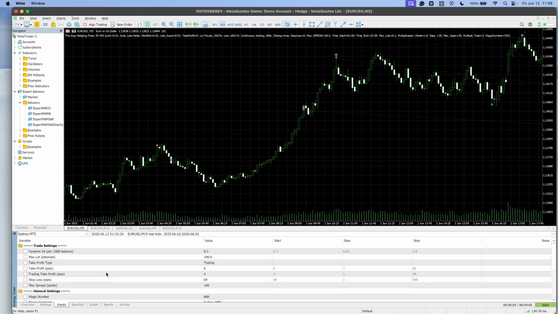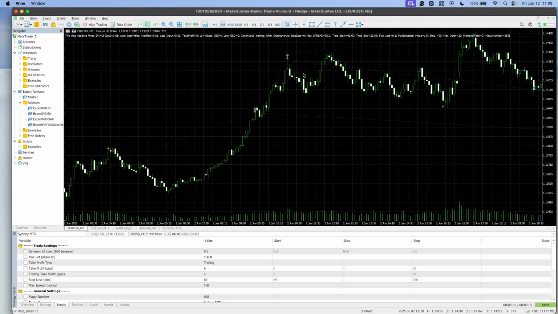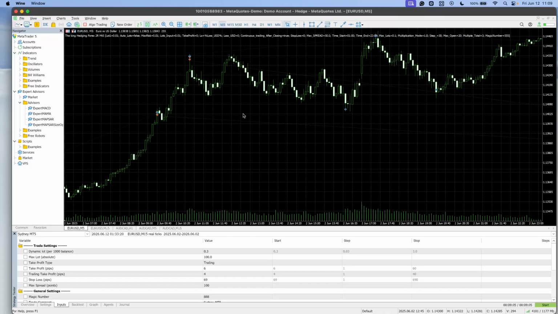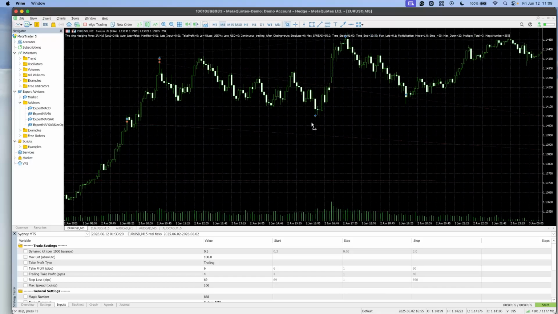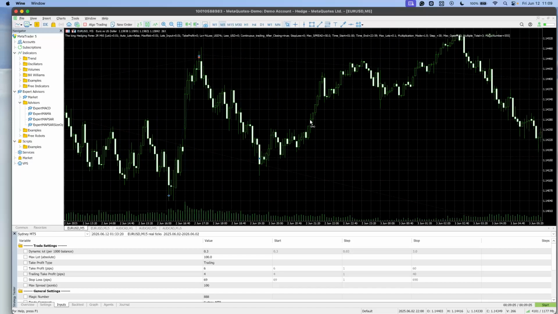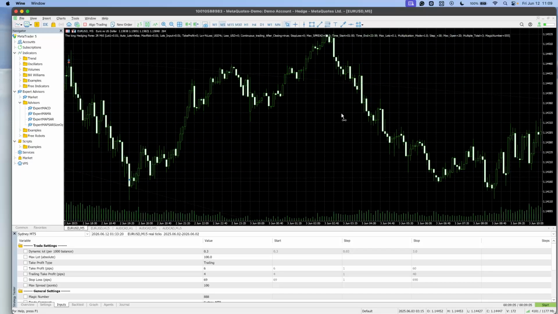And that is it from my backtest. It's quite poor. These are some of the trades it took in a bid to activate its recovery system. This is what it looks like. It's nothing much here.